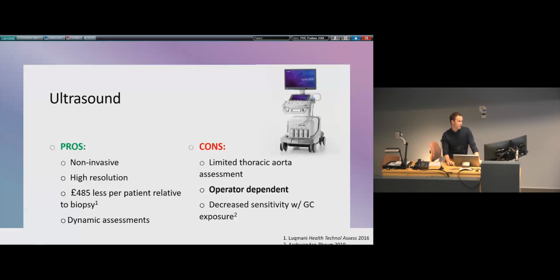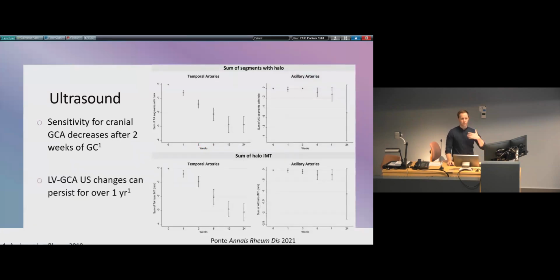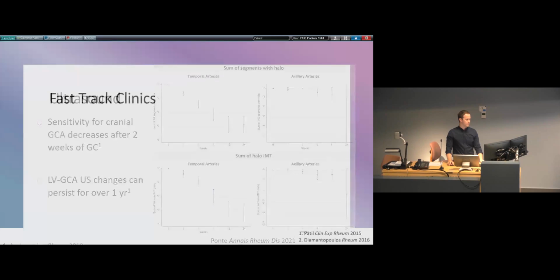This also loses some sensitivity with time on steroid, which highlights our desire to see these patients quickly. It's about the 2-week mark when we start losing significant sensitivity in the cranial vessels. That can be much more prolonged, and basically with treatment, that vessel wall thickening that we see will normalize with time, but it's more time sensitive at the cranial vessels.